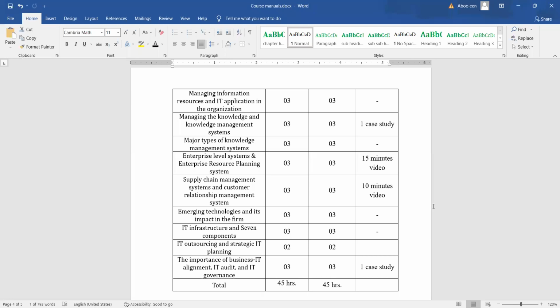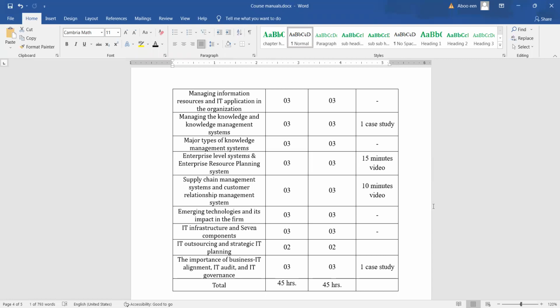Next, we will discuss enterprise level systems and enterprise resource planning. We will discuss what enterprise systems are, the different types of enterprise level systems, what ERP is, the components of enterprise resource planning, the advantages of using enterprise resource planning, and various aspects under this topic.